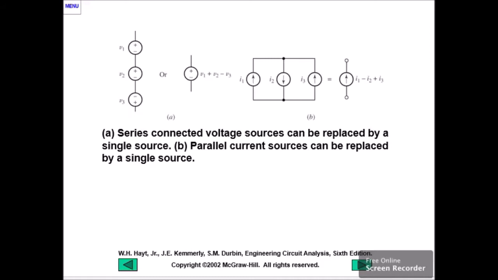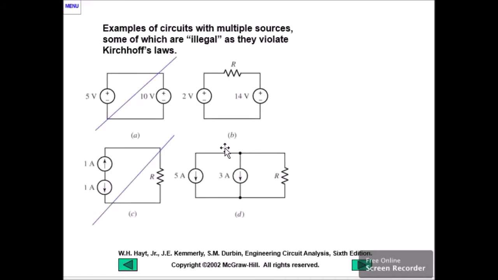Alright. Next, you have examples of circuits with multiple sources. Some of them are illegal, lest they violate Kirchhoff's law. Take a look at this circuit. You have negative 5 volts plus 10 volts, and then nothing else.